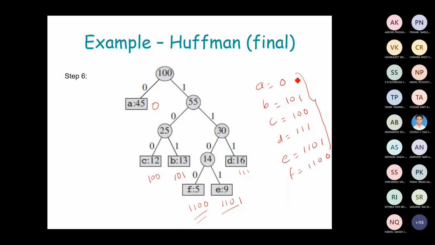See, if you have 0, no other code starts with 0. No other code starts with 101. No other code starts with 100. No other code starts with 111. So now you need not worry about the length of each and every symbol. You don't need to bother about the code length.